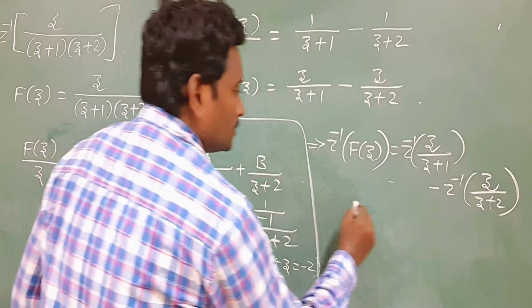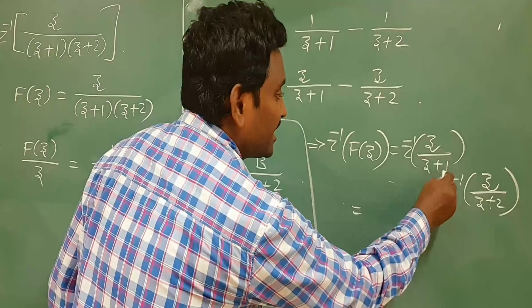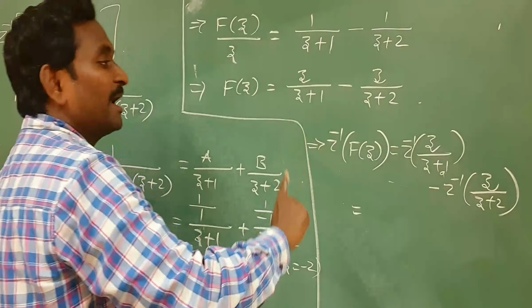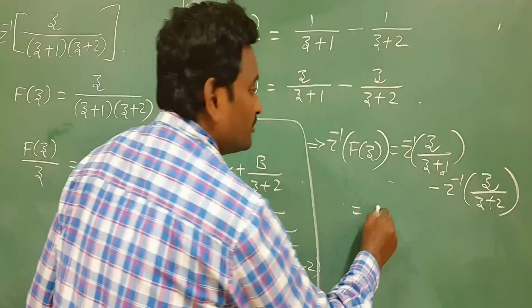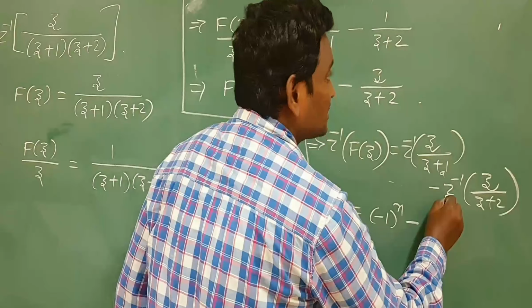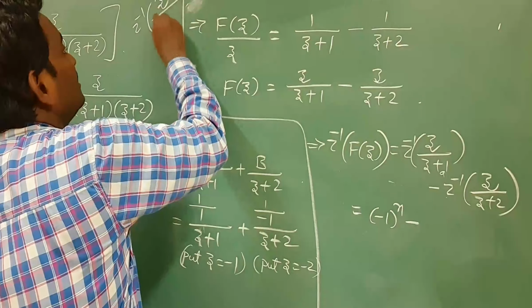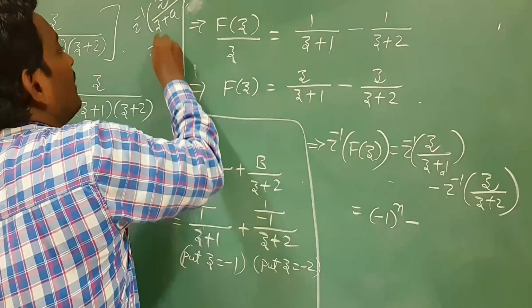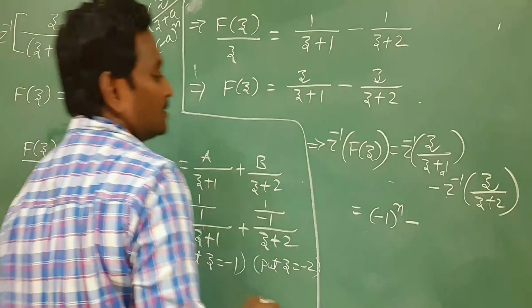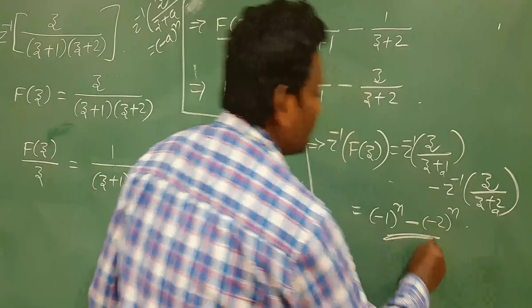So this is in the form of Z inverse of z by z plus a. Here a is nothing but 1. It would be minus a whole power n. That's why you will get minus 1 whole power n minus, here also it is in the form of Z inverse of z by z plus a. It would be minus a whole power n. That's why a is 2. Minus 2 whole power n. This is the final answer.